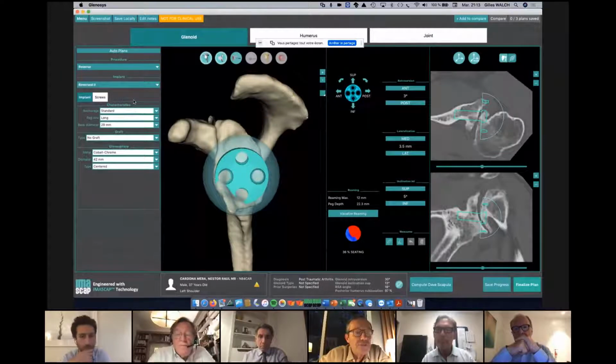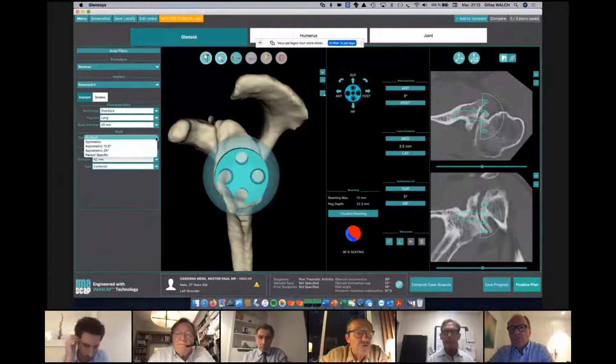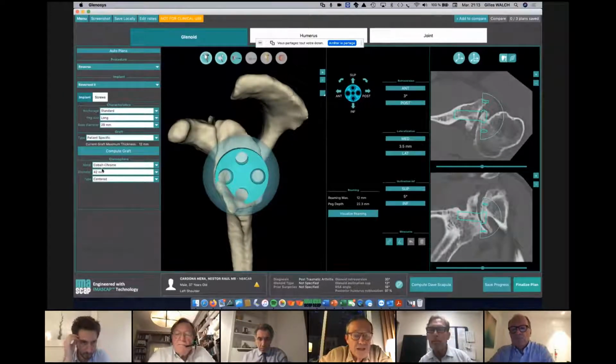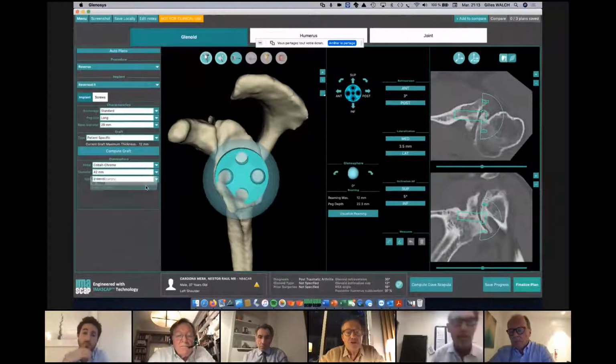So on the left side, we choose the prosthesis we want to use. It will be a standard long peg baseplate, 29 millimeter diameter. I like to use a patient-specific bone graft. And regarding the humeral head, it's a man, so I like to choose 42. And I like also to choose eccentric sphere in order to limit the notching.